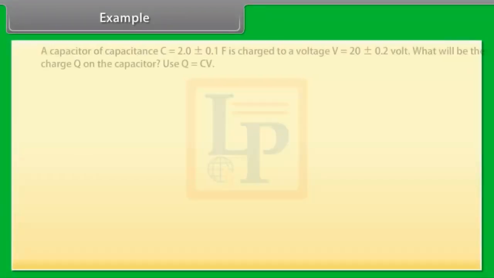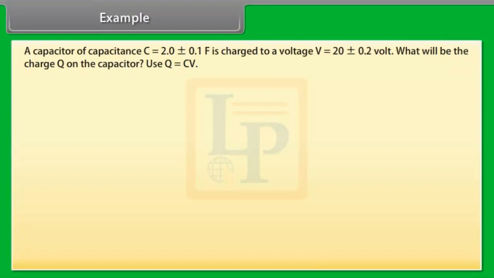Example. Let's take an example of errors. A capacitor of capacitance C equal to 2.0 plus or minus 0.1 microfarad is charged to a voltage V equal to 20 plus or minus 0.2 volt. What will be the charge Q on the capacitor? Use Q equals CV. Let us see the solution.